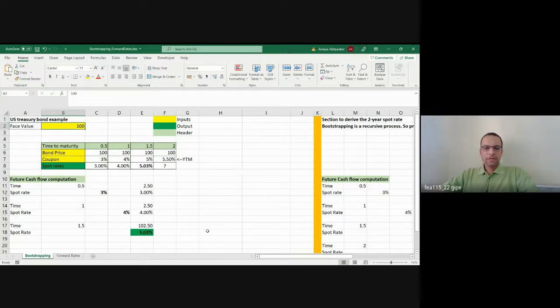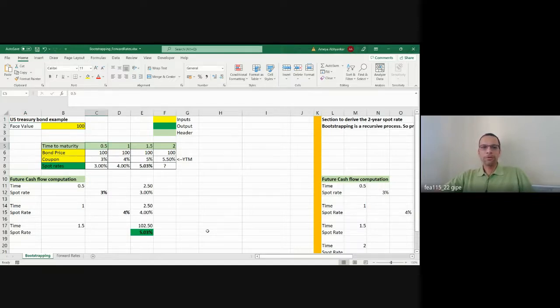So let's say I have a certain bond with a face value of 100. Now imagine I'm taking a US Treasury bond. By default, the US Treasury bond follows a semi-annual frequency. Something similar we have in India as well. The most popular frequency is semi-annual.